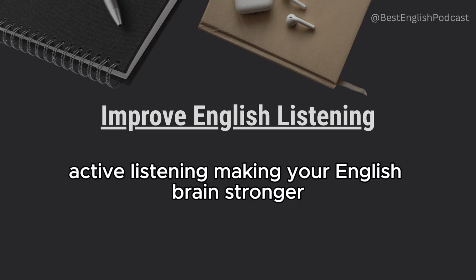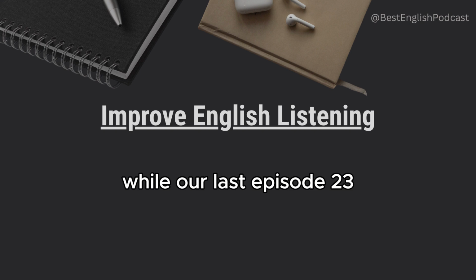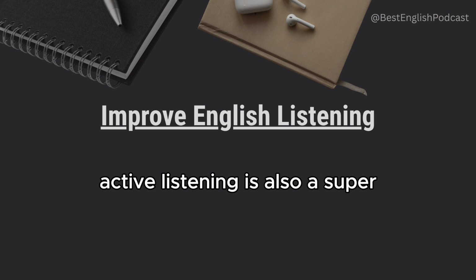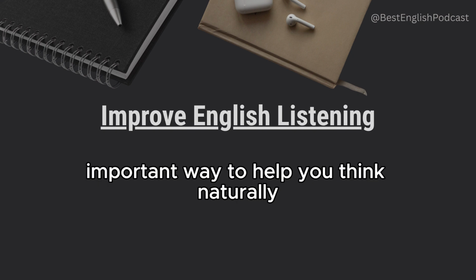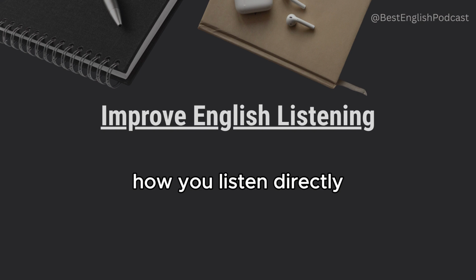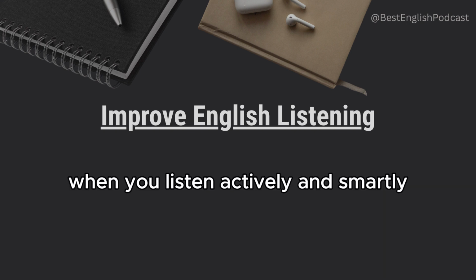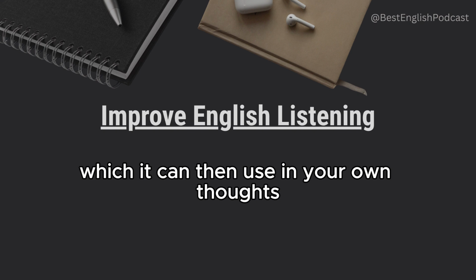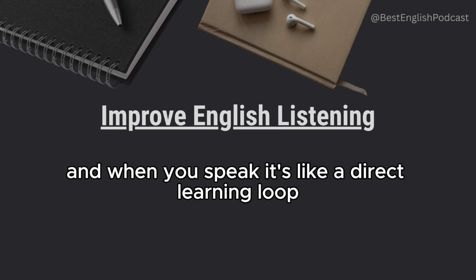Active listening, making your English brain stronger. While our last episode 23 was all about improving how well you listen, active listening is also a super important way to help you think naturally in English. How you listen directly changes how your brain works with and creates English. When you listen actively and smartly, you're giving your brain real English patterns, which it can then use in your own thoughts and when you speak. It's like a direct learning loop.